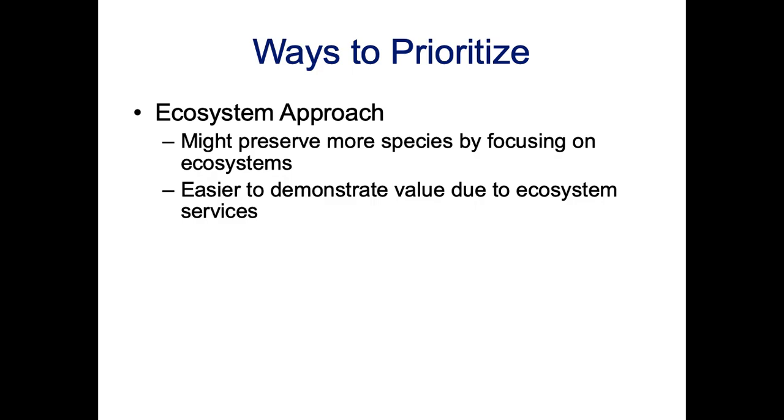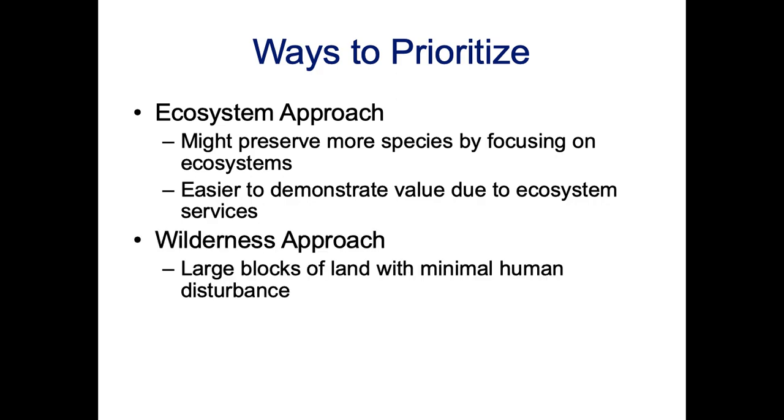We might preserve more species if we focus on ecosystems, and we can also demonstrate value more easily due to ecosystem services. Like, we really need to protect these wetlands because they protect us from hurricane surges, or they store and clean water. Things like that might be easier than, say, we really want to preserve this endangered rabbit. It is fuzzy, but it might be easier to demonstrate value and that resources should go towards this if we focus on ecosystem services.